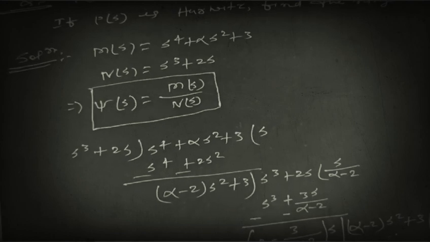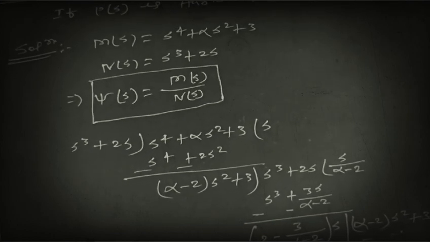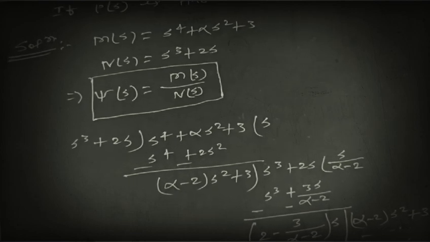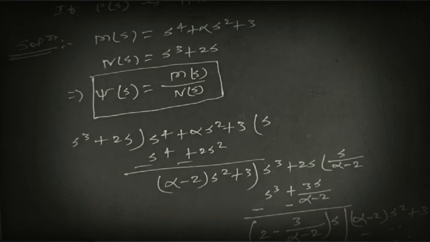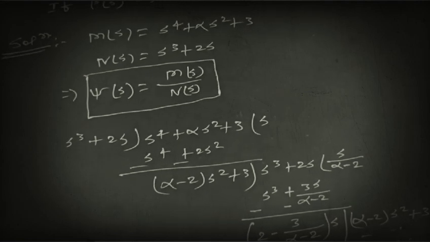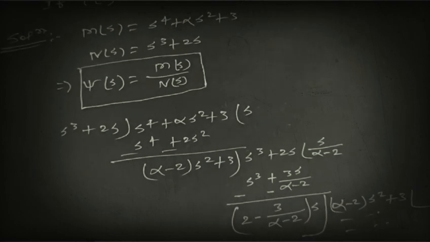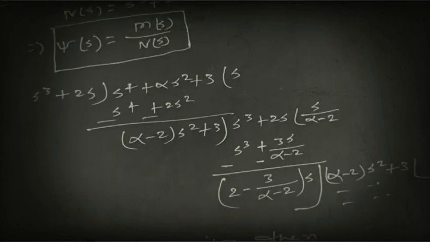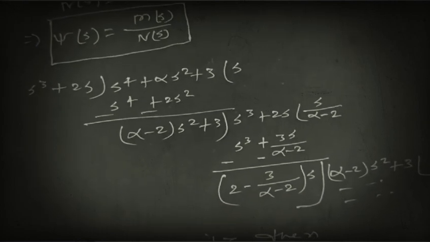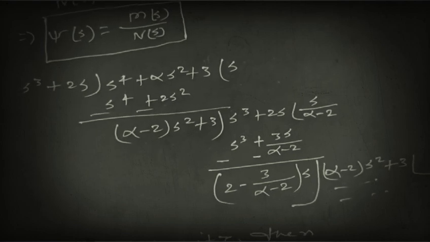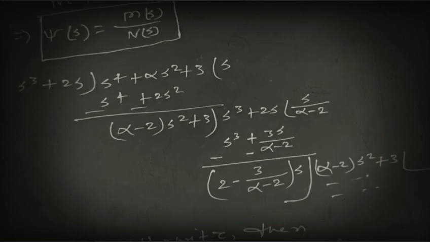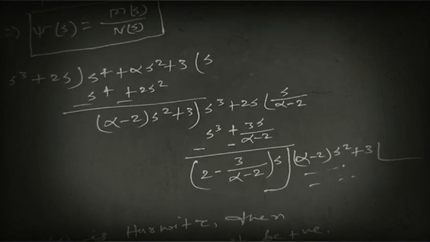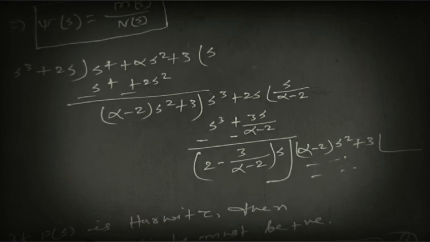So M(s) is the dividend, that is s^4 + αs^2 + 3, and s^3 + 2s is the divisor. The first quotient coming is s and the remainder coming is (α − 2)s^2 + 3. Now this remainder will become the divisor and s^3 + 2s will become the dividend. So the second quotient coming is s/(α − 2), and the remainder coming is (2 − 3/(α − 2))s, and now the dividend will become (α − 2)s^2 + 3. So when we are doing this, the terms will be continued.